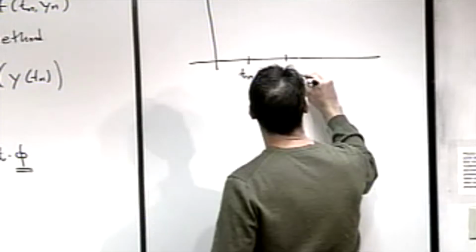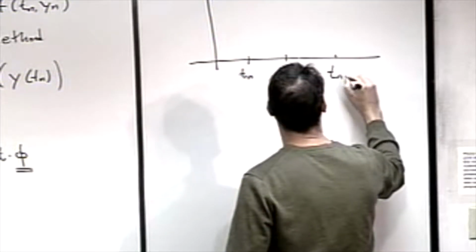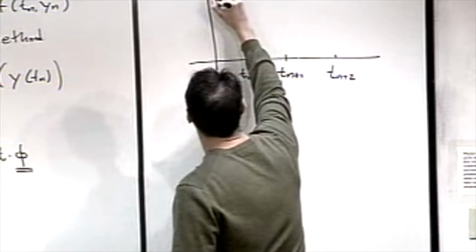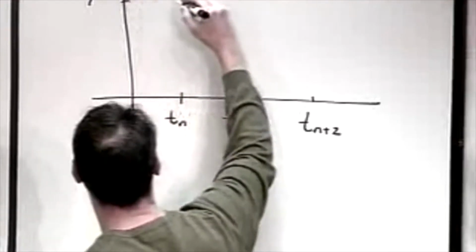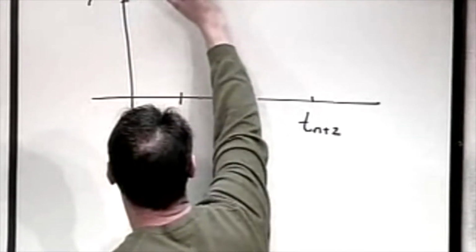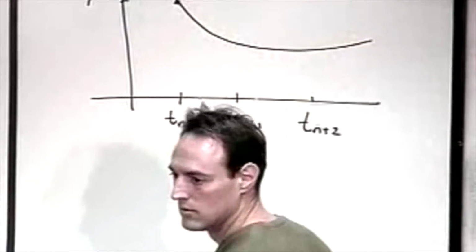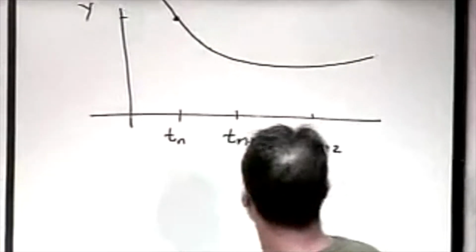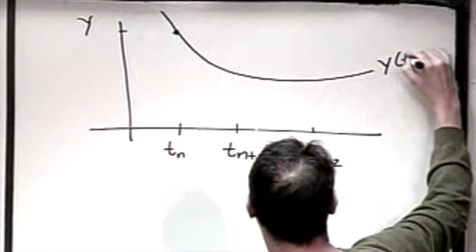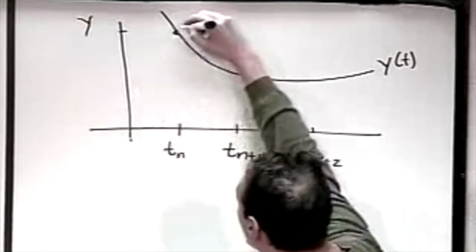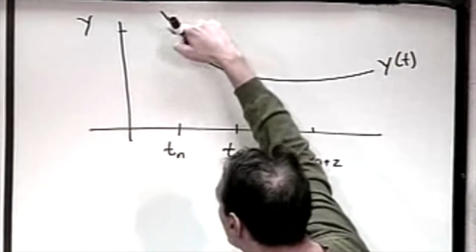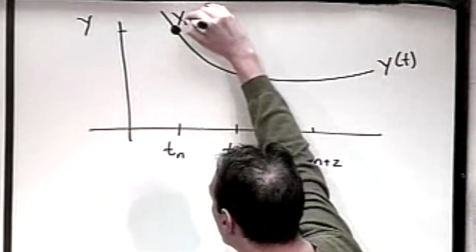Here is time as it marches forward, and here is our solution y. And suppose this is the exact solution. This is what it's supposed to be. This is actually what y of t is supposed to do. And we started here. I suppose that's my initial condition, that's my y of n.